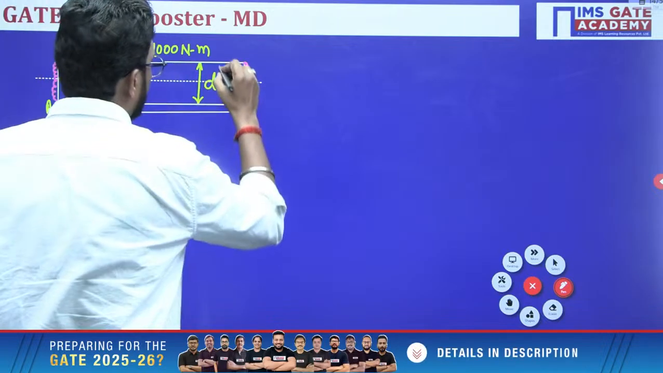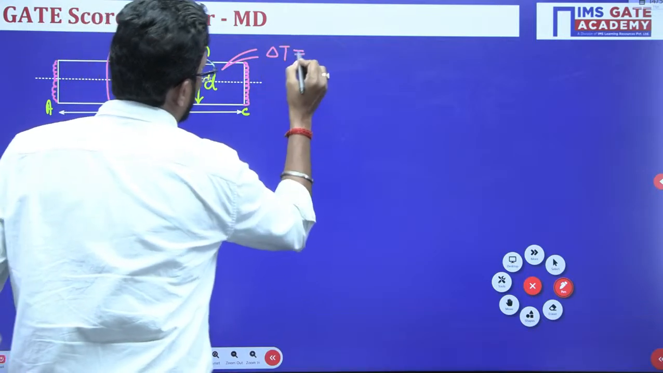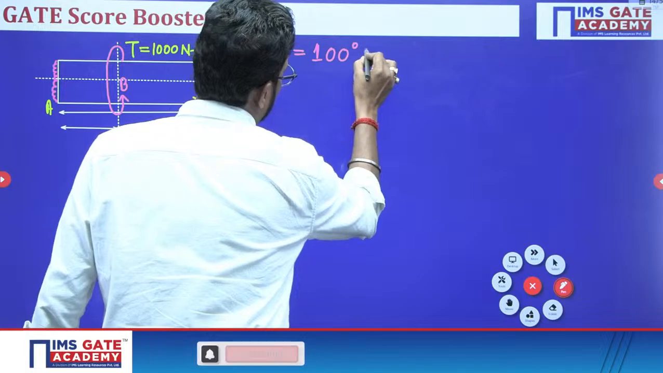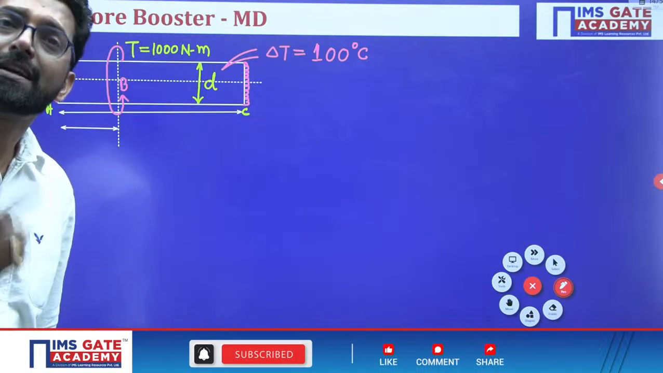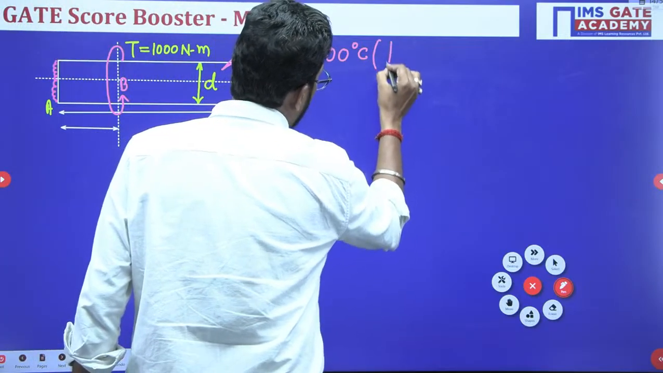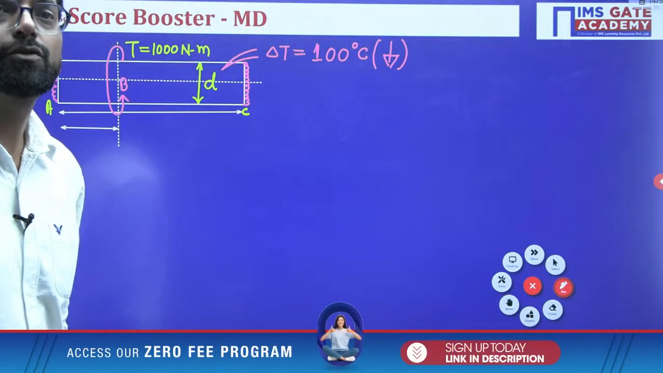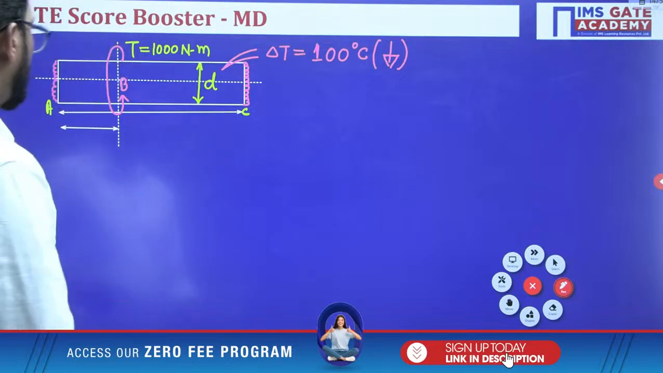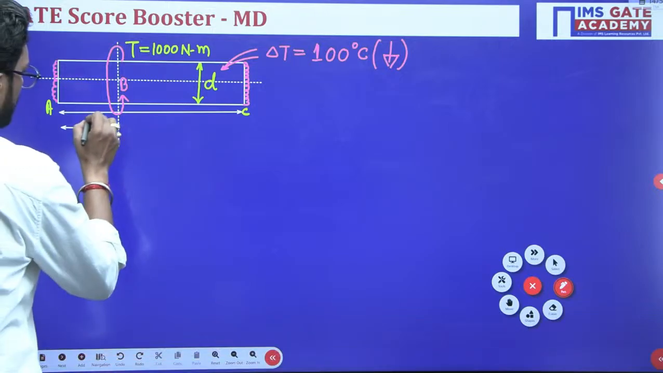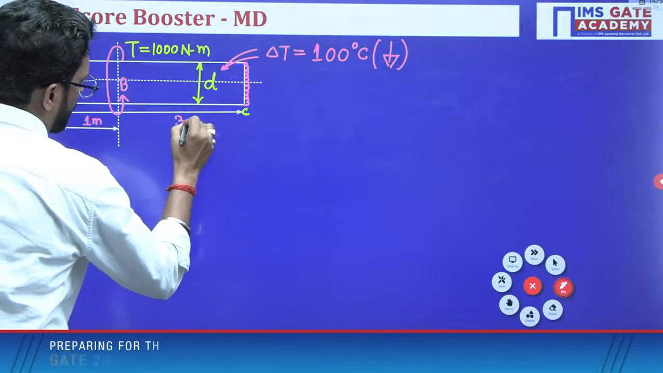Now, my dear, for this shaft, the change in temperature delta T is how much? 100 degrees centigrade. Initially it is 30, finally it is minus 70. So the change in temperature is 100 degrees centigrade; it is cooled down, and this much temperature will reduce. So this is your 1 meter, and this is your 3 meter.